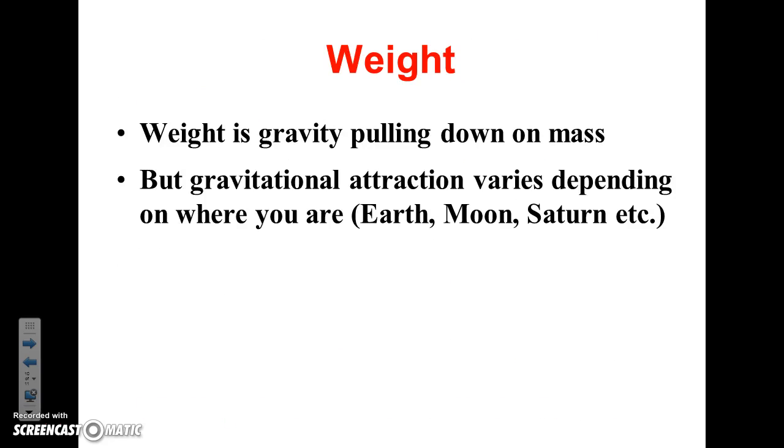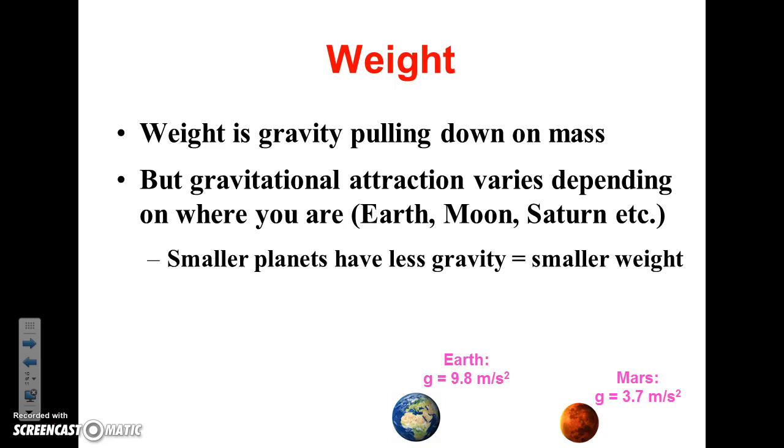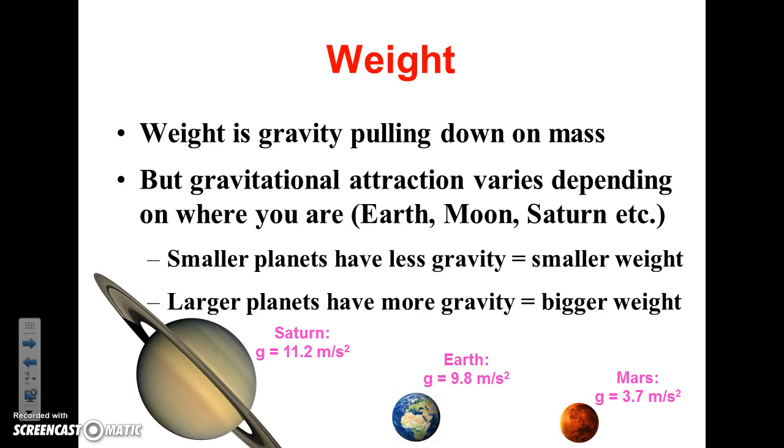So weight is gravity pulling down on a mass, but we know that gravitational attraction varies depending on where you are. If you're on the Earth, you're on the Moon, you're on Saturn, you're going to get a different value for g. Here on Earth, g has a value of 9.8. If you go to a smaller planet like Mars, Mars has a g value of 3.7. So you're going to actually have less weight on a smaller planet. Smaller planets have less gravity, so you end up with a smaller weight. Bigger planets like Saturn, which has a g value of 11.2 meters per second squared, is going to give you a bigger weight. So the larger the planet, more gravity, the bigger the weight.